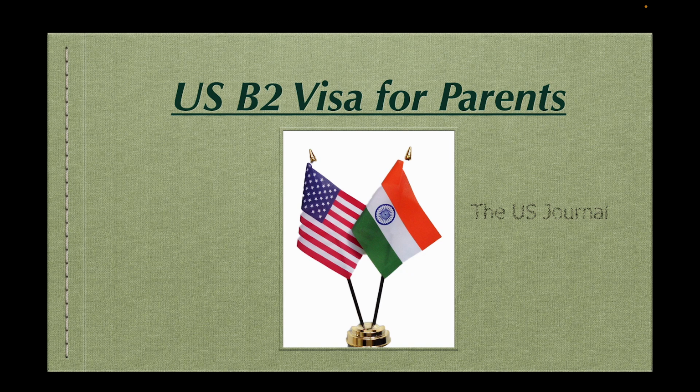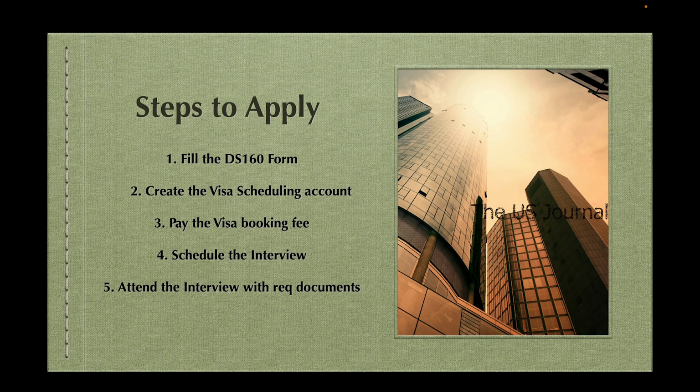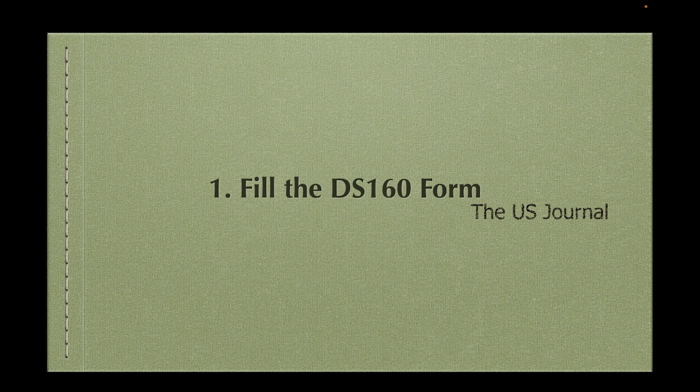Today we'll be seeing how to apply for a B2 visa for parents. I'll be guiding you with the steps on how to apply for the visa. First, let's see what the steps are. First, we're gonna fill the DS-160 form, which is the very first step you need to take while applying for the visa. Next, you're gonna create a visa scheduling account for your parents. And next, you're gonna pay the visa booking fee, schedule an interview, and attend the interview with the required documents. First, we're gonna see how to fill the DS-160 form.